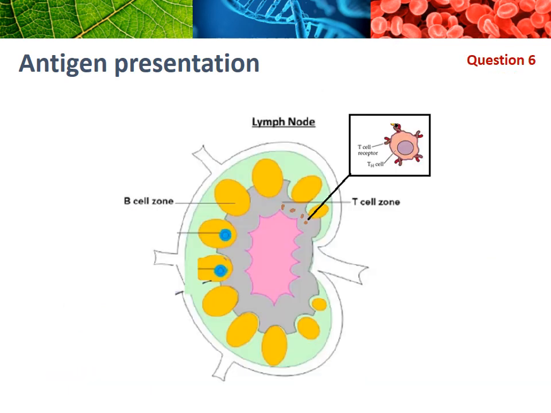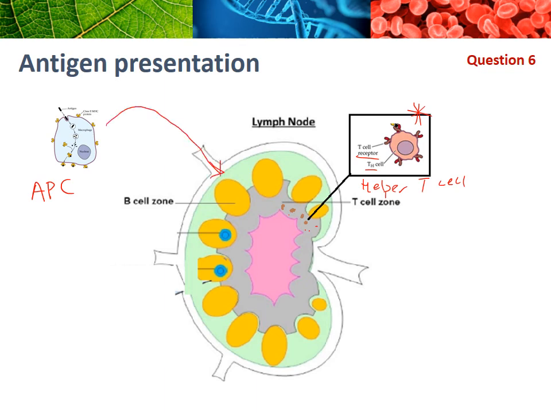Okay, so we've got the lymph node. This is just a closer in picture. Remember, we have our T cells in this T cell zone. So this here is a close-up of a T cell. It has a T cell receptor. This is a TH, a helper T cell. Okay, we have our macrophage. This is our antigen presenting cell, has physically traveled in the lymph to the lymph node.